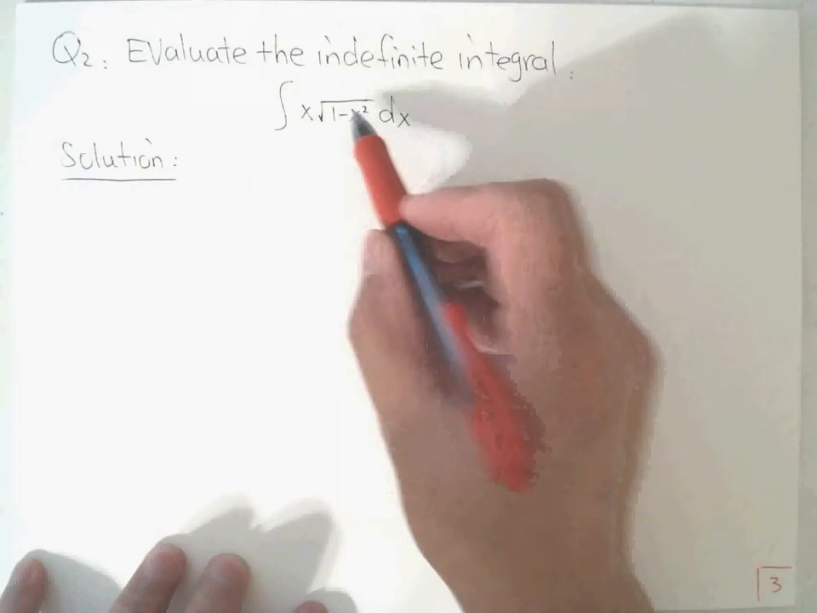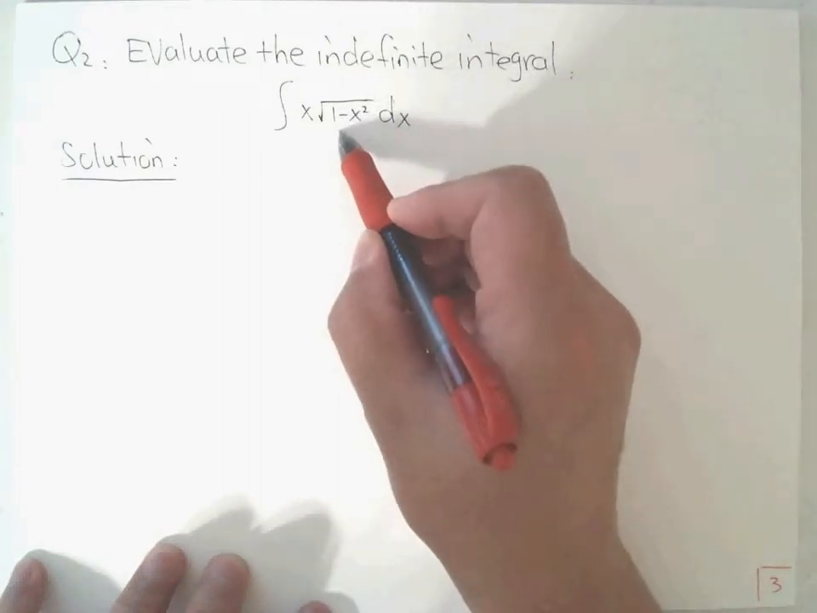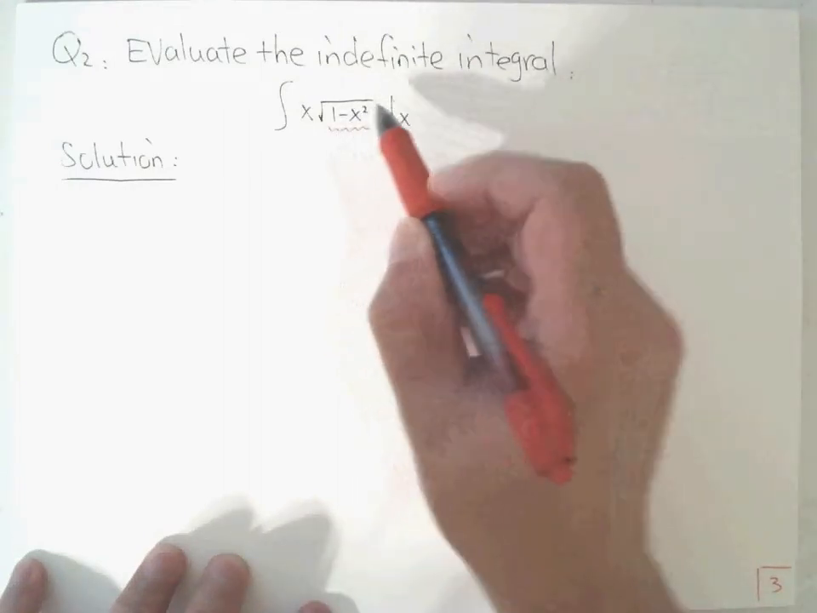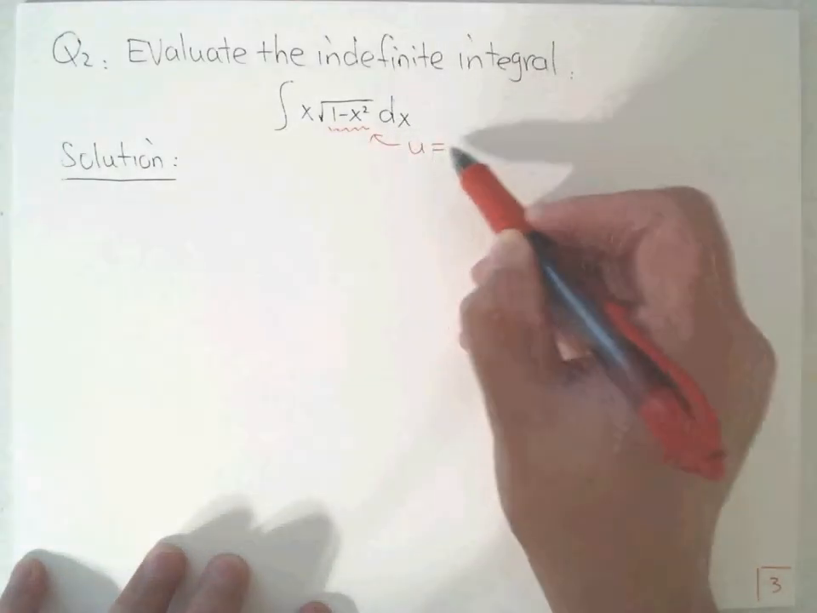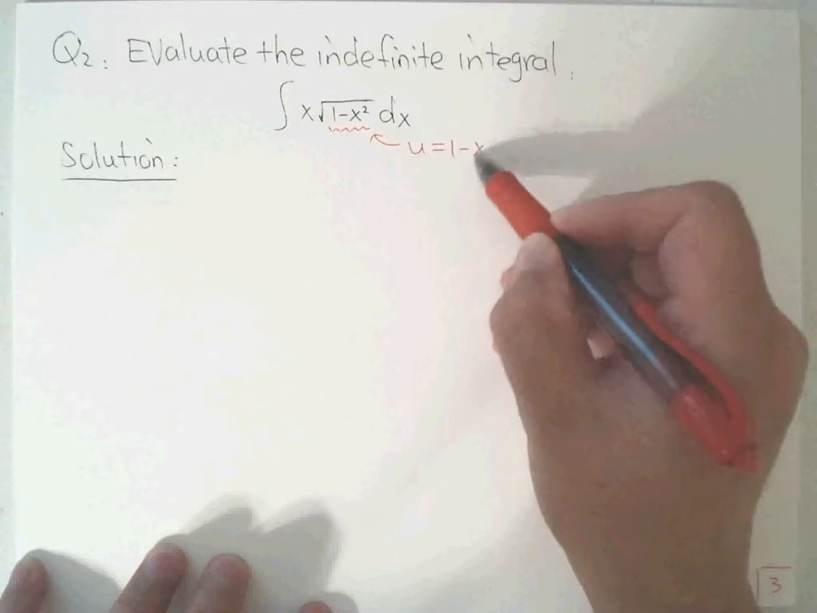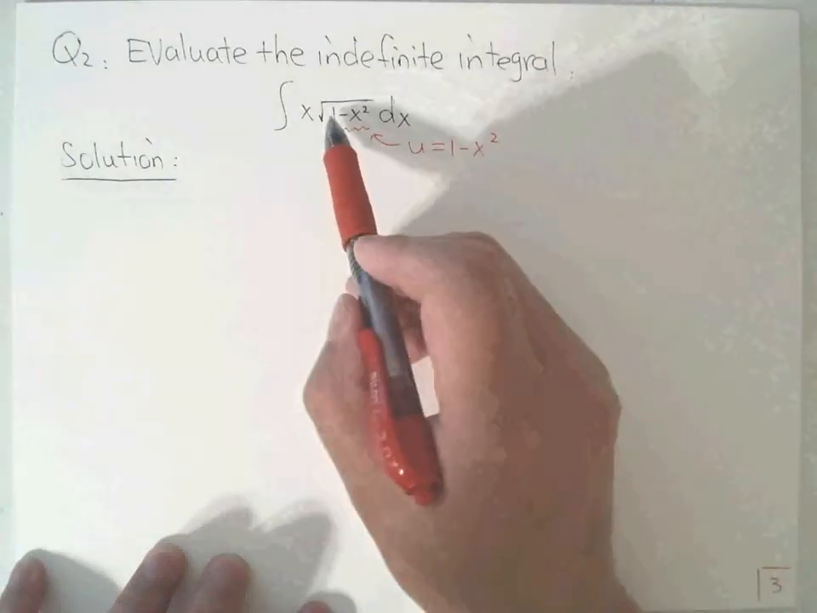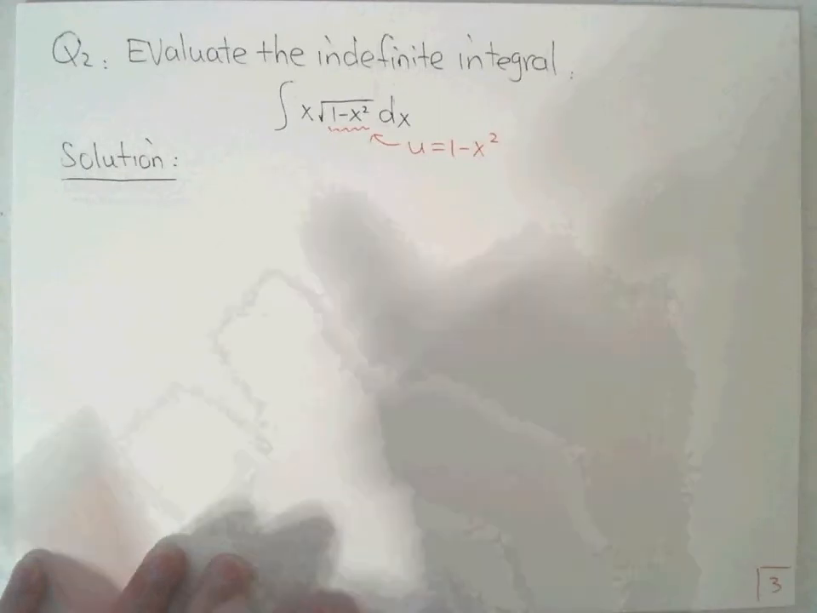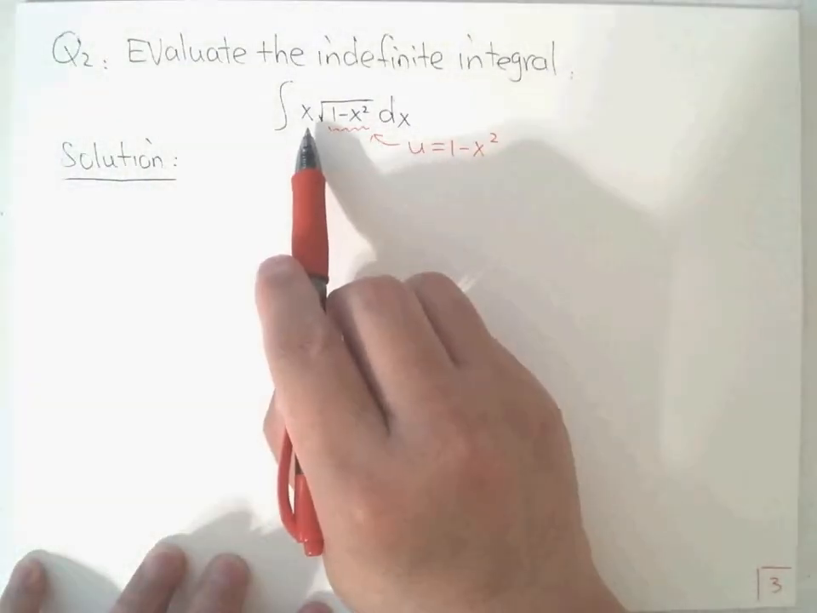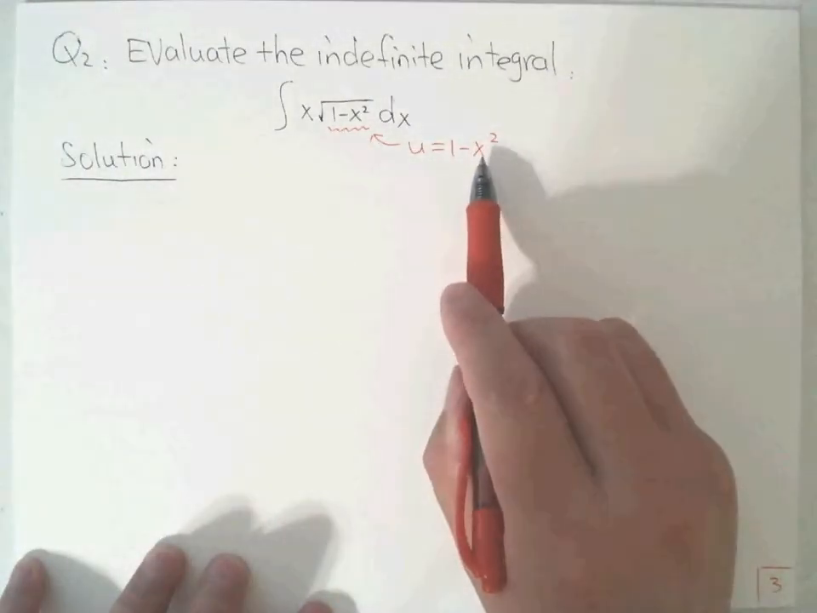dx should be linked to du, right? So let's look at it. First, if we substitute, that means you do substitution. If I say u equals 1 minus x squared, so square root of u is already easier. How about this x? Do we need to exactly solve x from here?